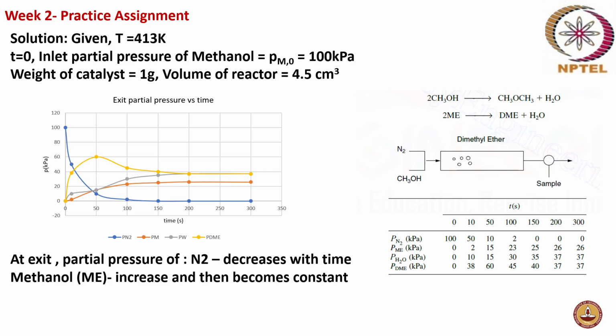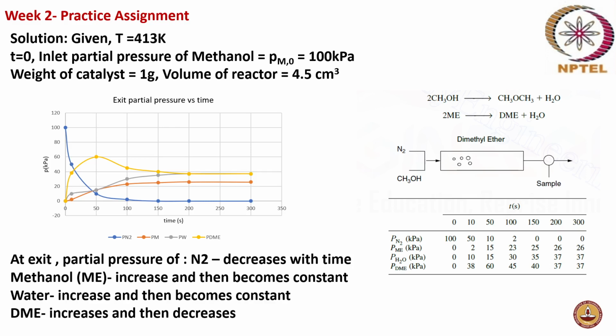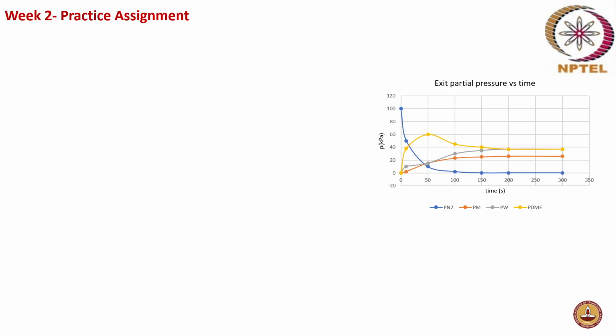Okay. So as I said, at exit, the partial pressure of nitrogen decreases with time. Methanol increases and then becomes constant. Water increases and then becomes constant. And then DME increases and then decreases, and then over a point of time, it becomes constant. So, what is the implication, or how do you interpret this information and then get to a rate law? We'll just see that.